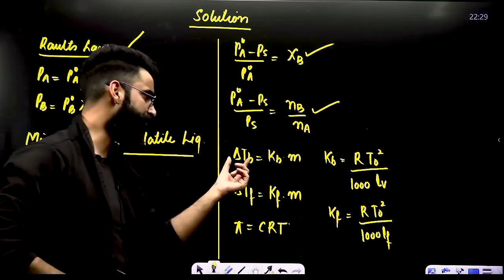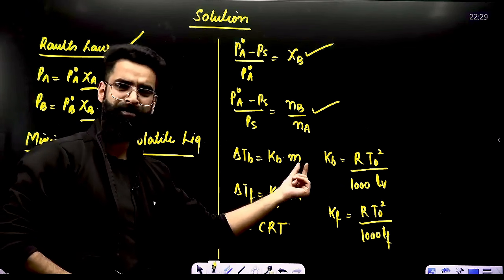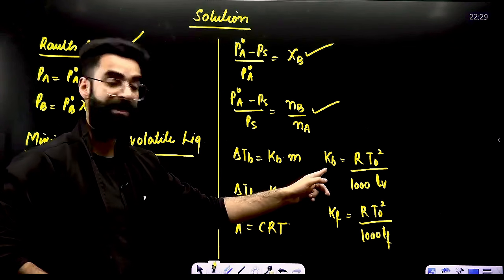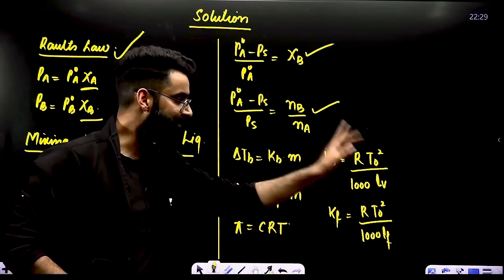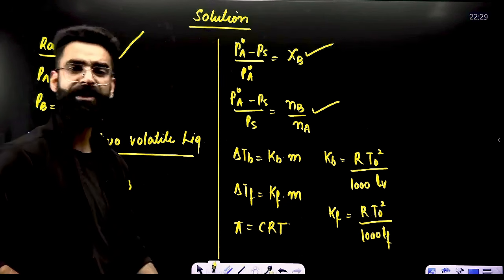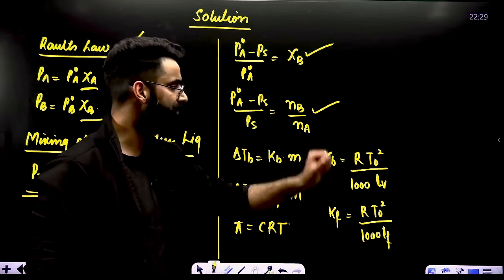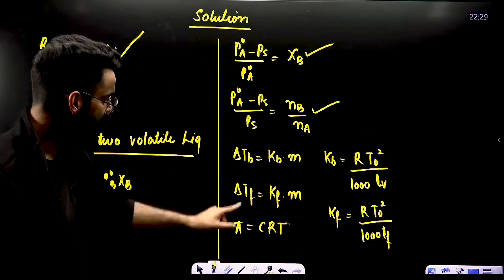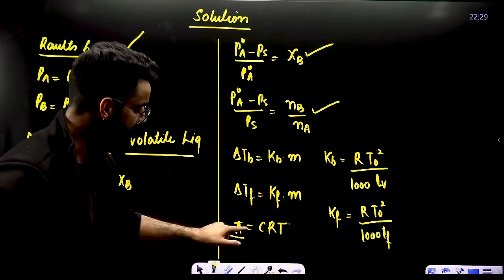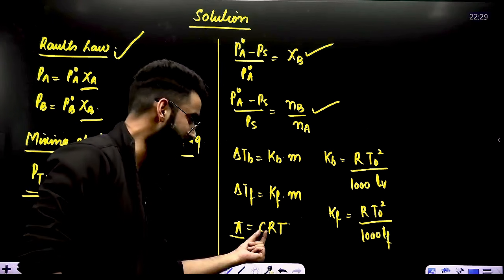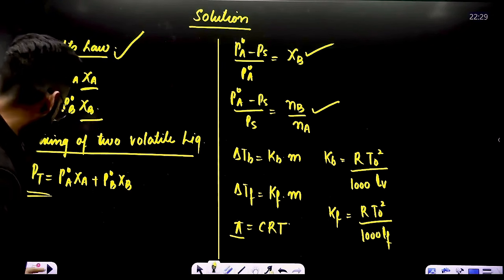Your elevation in boiling point, delta T_B is equal to K_B multiplied by molality, where K_B is what you call the molal elevation constant, whose value is R T naught square divided by 1000 L_V, where L_V over here is the latent heat of vaporization, and T naught is what you call the boiling point of solvent here. Depression in freezing point is equal to K_F multiplied by m. Pi, your osmotic pressure, is nothing but CRT, where C is the concentration or molarity of the solution, right?